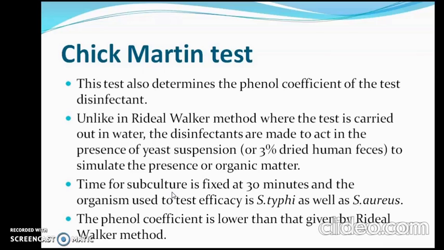The phenol coefficient is lower than that obtained by the Riddle-Walker method. That is, in the Chick-Martin test, the phenol coefficient will be comparatively lower when compared to the Riddle-Walker method. Because in the Riddle-Walker method, even though the conditions chosen were very unrealistic, impossibly high values of phenol coefficient were obtained. So in order to avoid that disadvantage, in the Chick-Martin test, lower values of phenol coefficient are obtained.